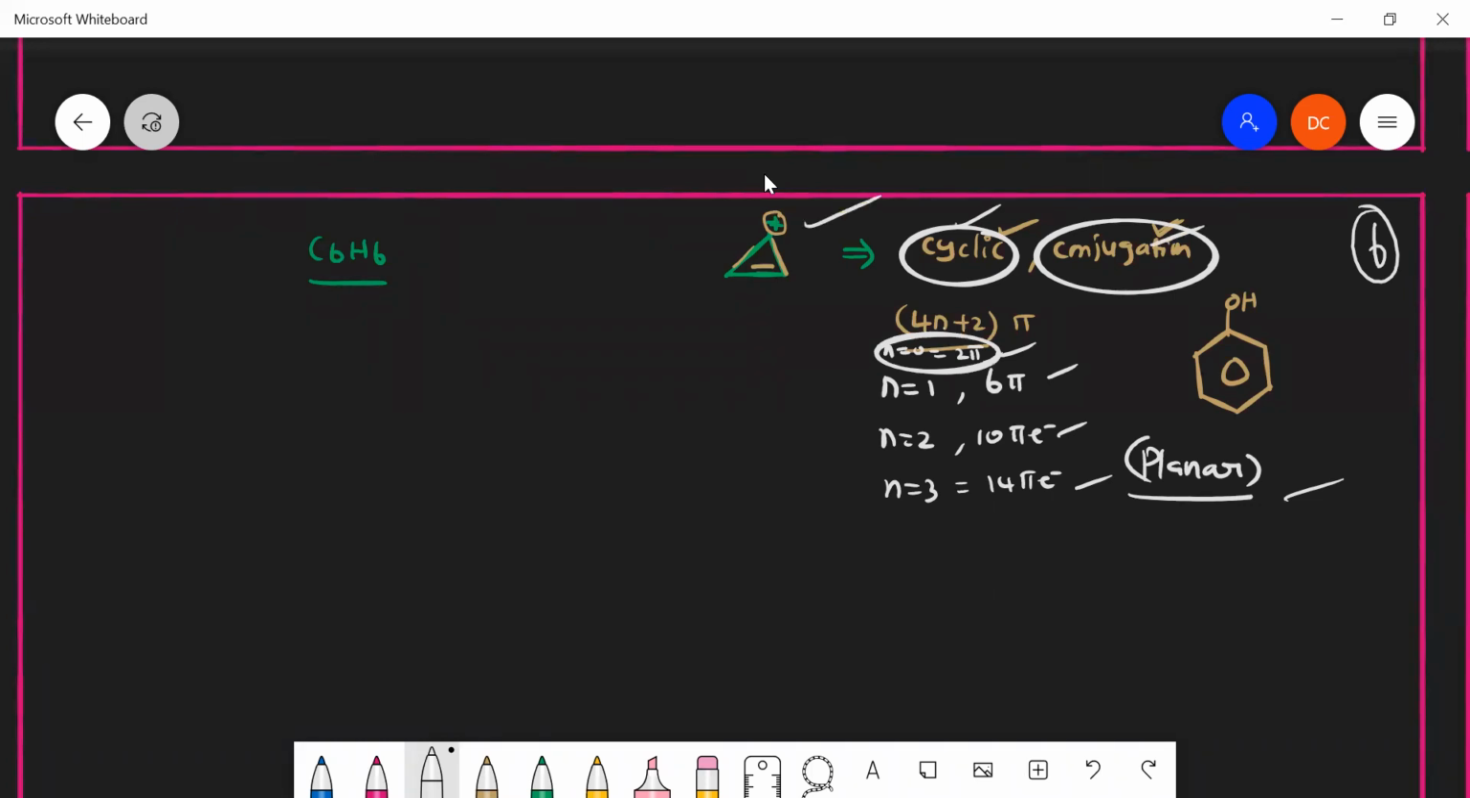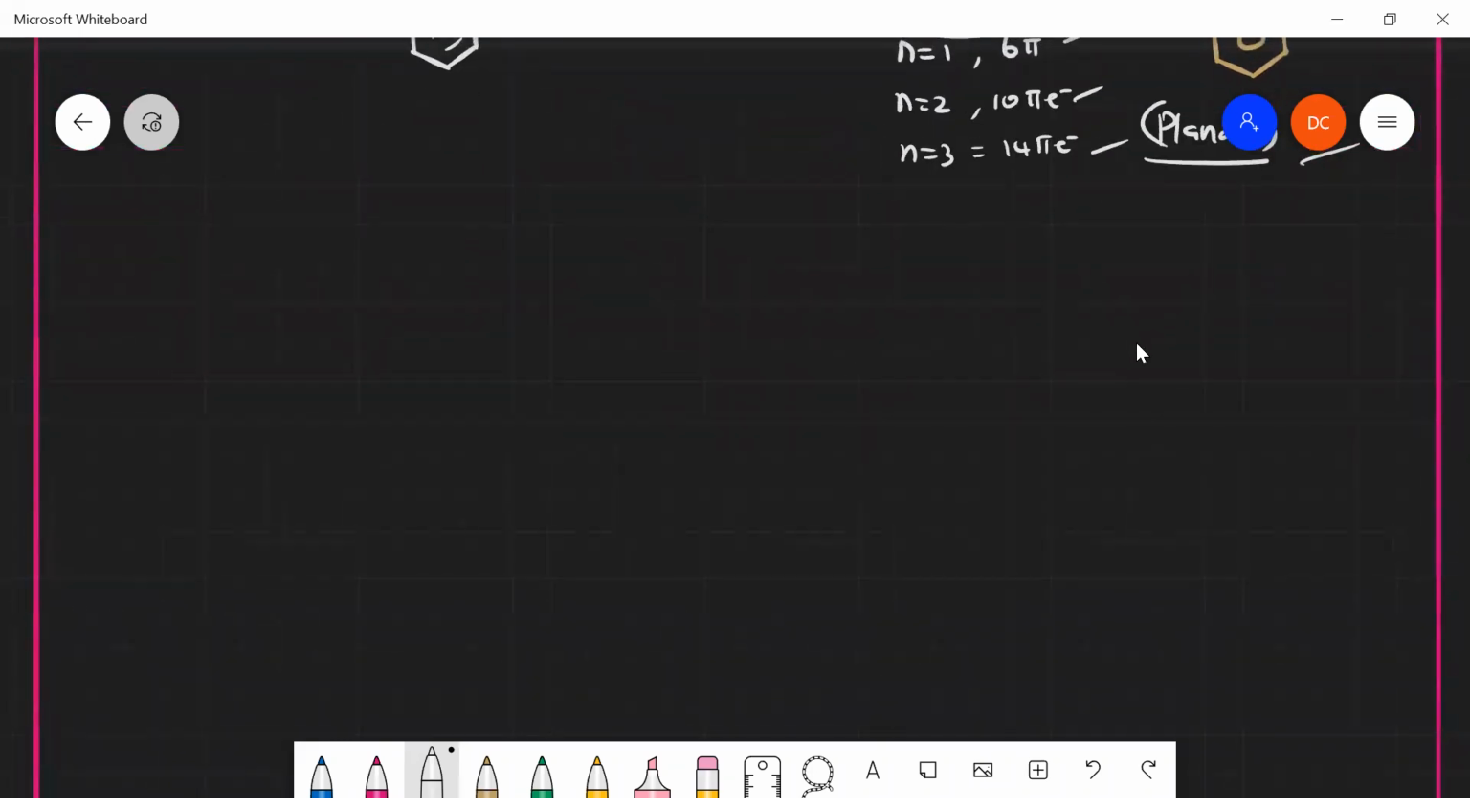Okay. So if we consider benzene, 1, 2, 3, it also follows the 4n plus 2 pi electron rule. Conjugation is there. Then the cyclic compound is there. So 4n plus 2 is 6 pi electrons. So it is aromatic. Okay. So likewise, we have to find whether the given compound is aromatic or not.